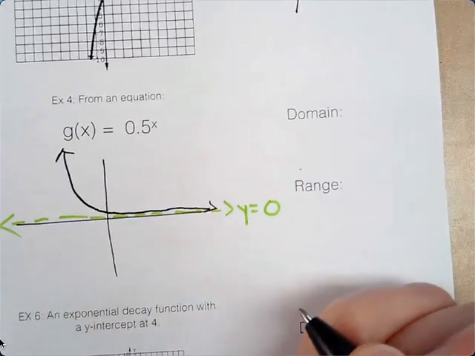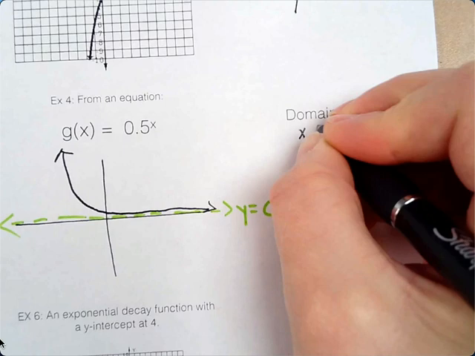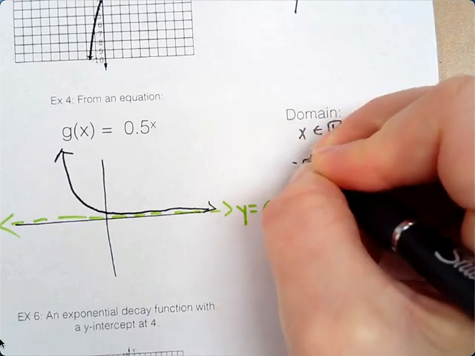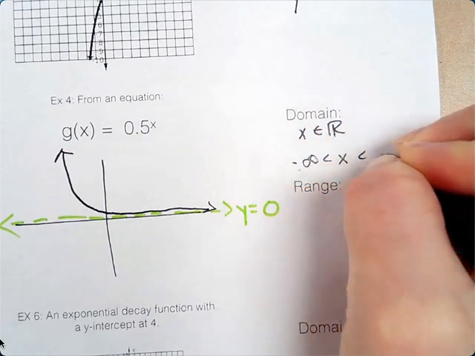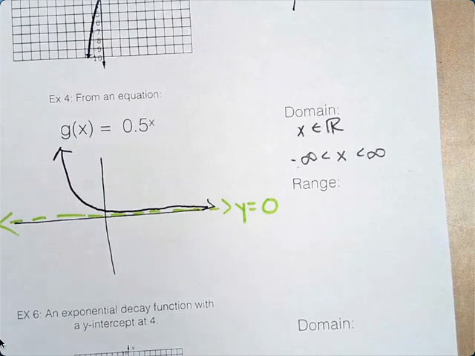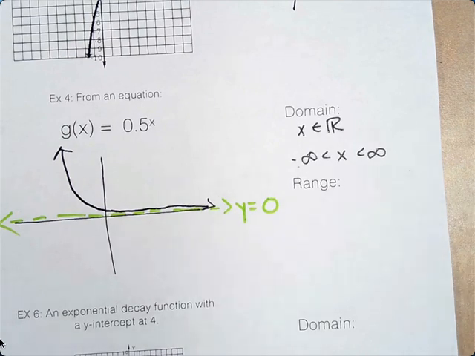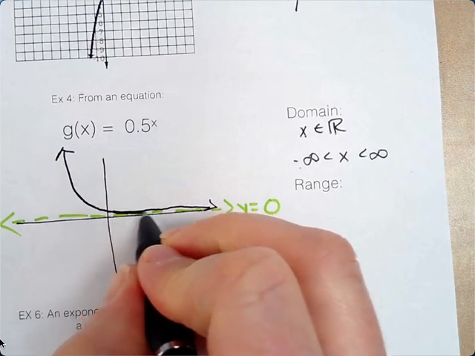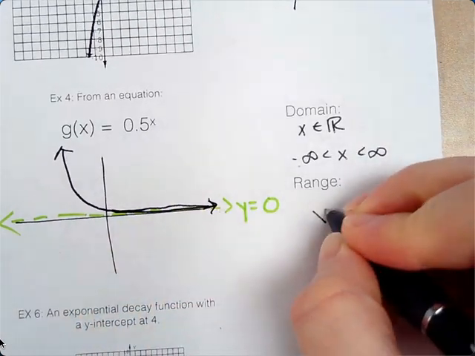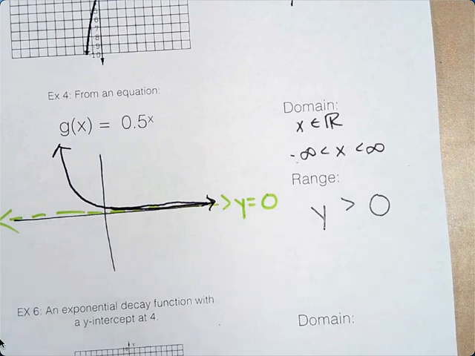All right, so the domain is our x's. Our x's are all real numbers from negative infinity to infinity. And then what about our range? It's what? Yeah, greater than 0. Y is greater than 0.